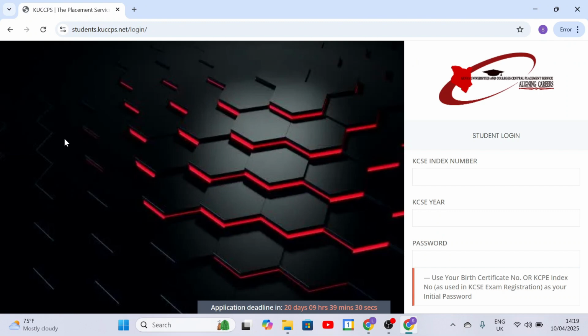Okay, so at this particular point, there are things that you require before you even start to log in. One is your KCSE index number, as you can see. The other one is the year of KCSE which you did. If you did it in 2024, that's what you're going to write here. Then the password is basically your birth certificate number or your KCPE index. That is what you're going to be using even to date.